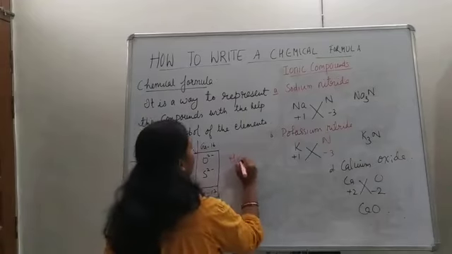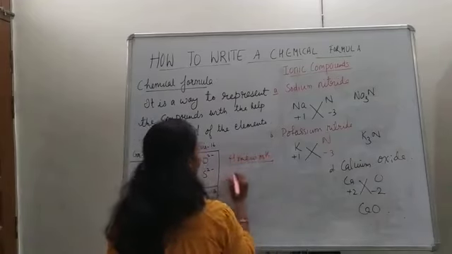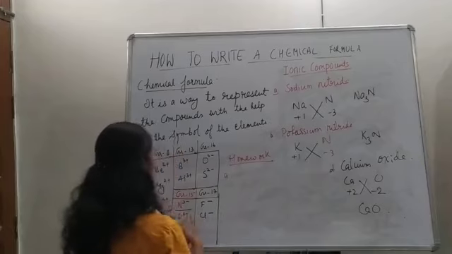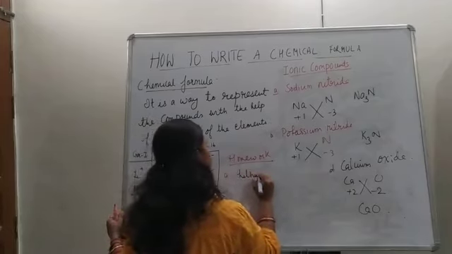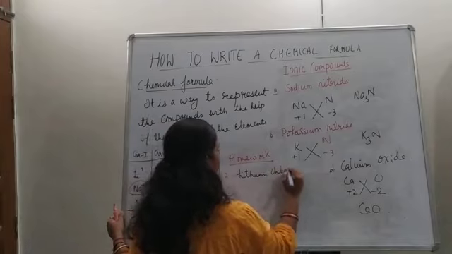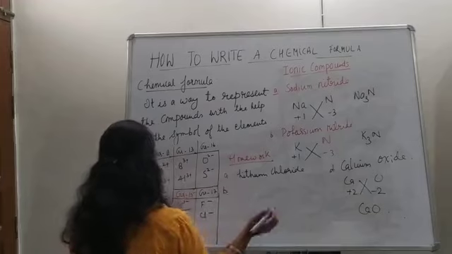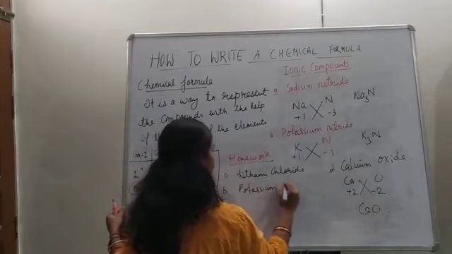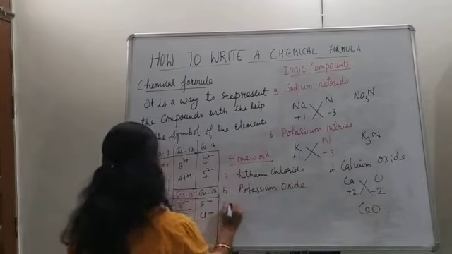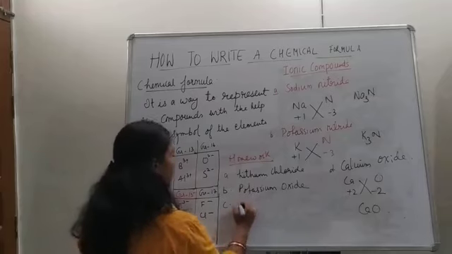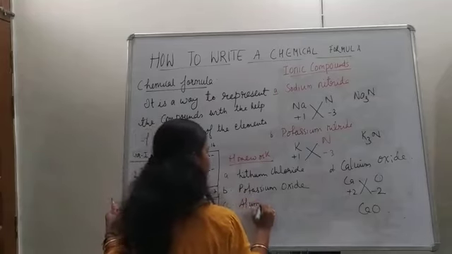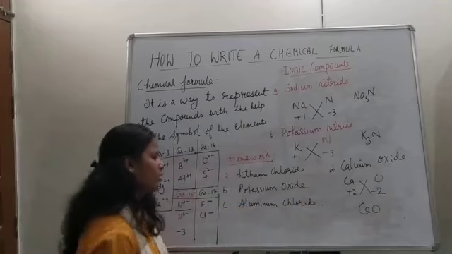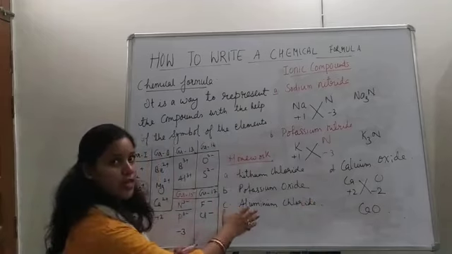Do this homework. Write the formula for lithium chloride. Then potassium oxide. Then one more, write for aluminium chloride. Three is enough? Okay, I want all the answers in the comment box.